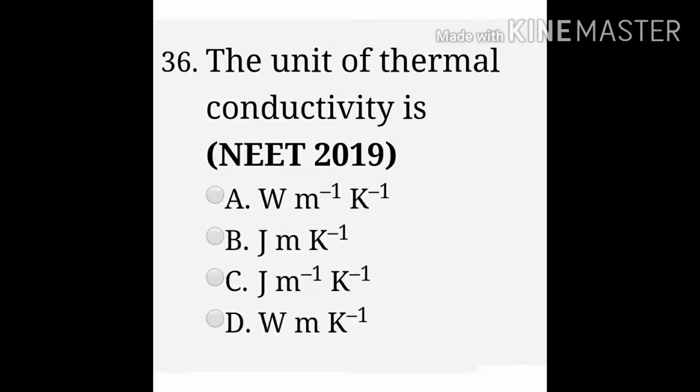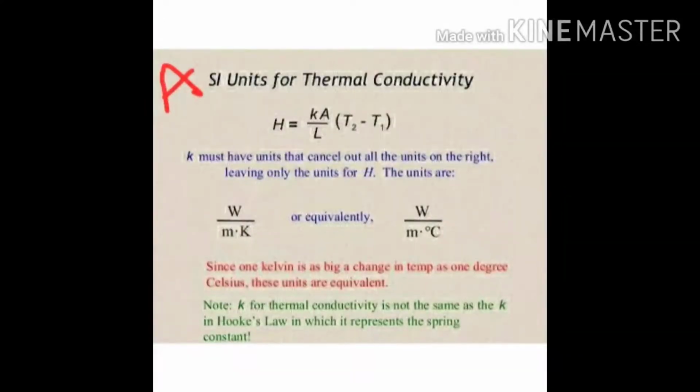Option D, watt meter Kelvin to the power minus 1. We know the formula for quantity of heat for thermal conductivity: H is equal to constant multiplied by area by L, then the difference in temperature T2 minus T1. So if you want thermal conductivity K, by rearranging the formula, we will get watt divided by meter Kelvin. So the correct option is A, watt meter power minus 1 Kelvin power minus 1.